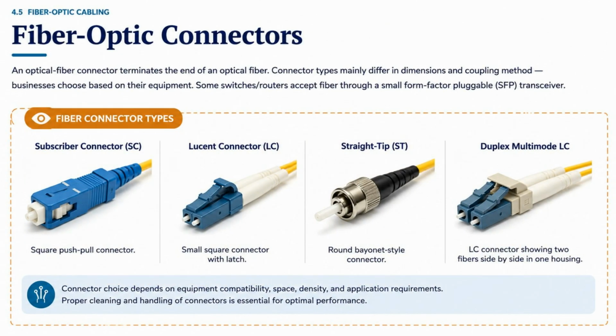Fiber connectors terminate the end of the fiber strand. Types differ mainly in dimensions and coupling method, shown in the photos. SC, square push-pull; LC, small square with latch; ST, round bayonet style; and duplex LC, 2 fibers in one housing. Mention SFP transceivers, as how switches and routers commonly accept fiber connections.